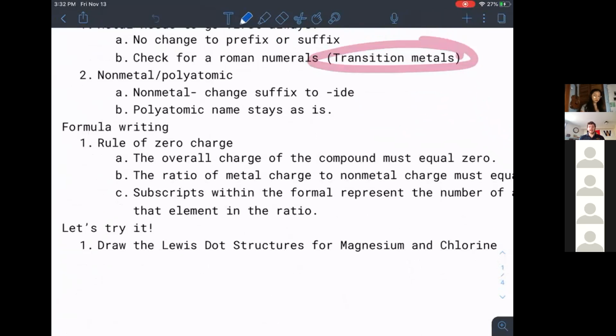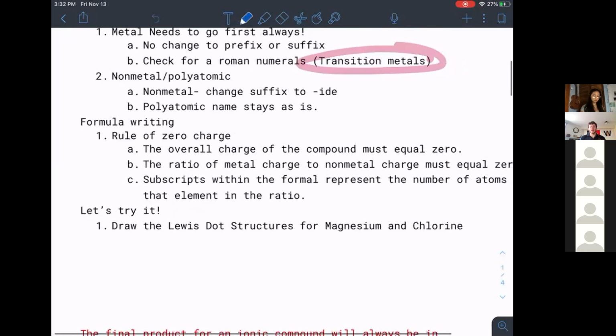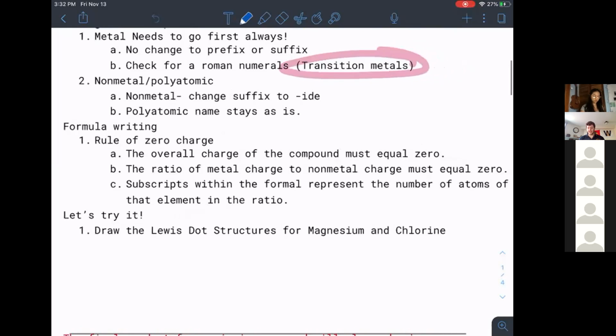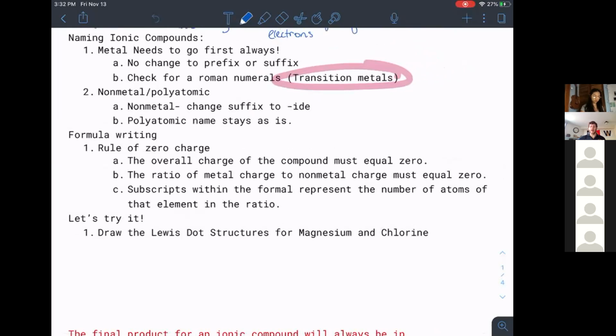And then the last thing I do want you guys to know is when you're writing the formula, or pretty much anytime you're talking about ionic compounds, we need to make sure that we follow the rule of zero charge, which basically says that the overall compound has to have a charge of 0. So when we add up the positive side and the negative side, they should be the same number with opposite signs. So if I have a +2 on my positive side, I need to have 2 minus charges on my negative side to add up to 0.